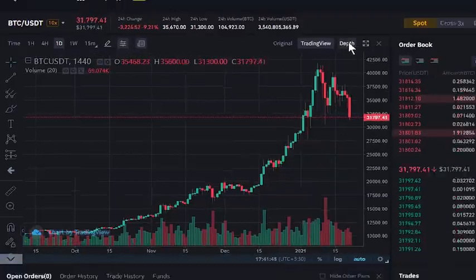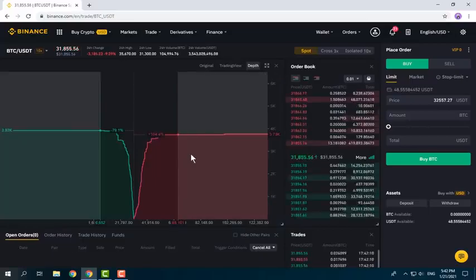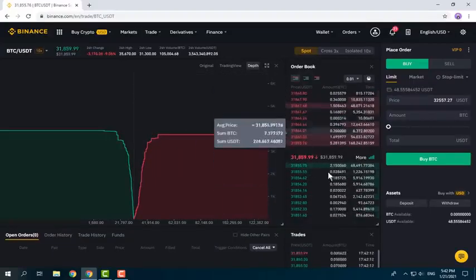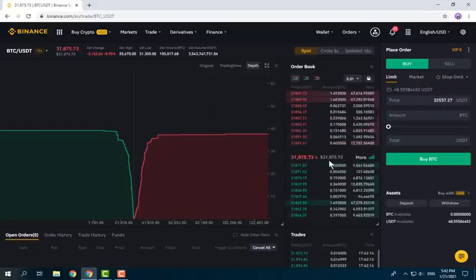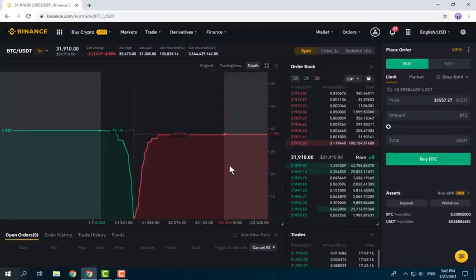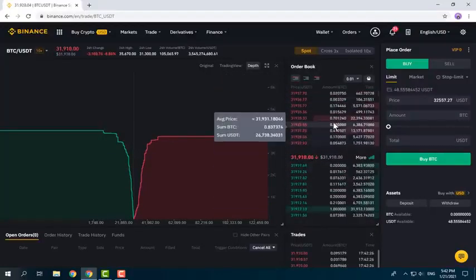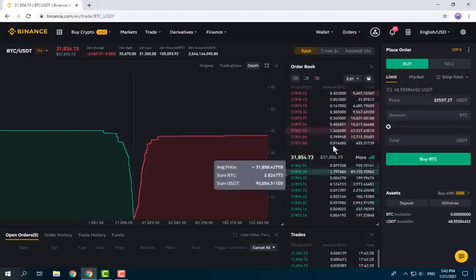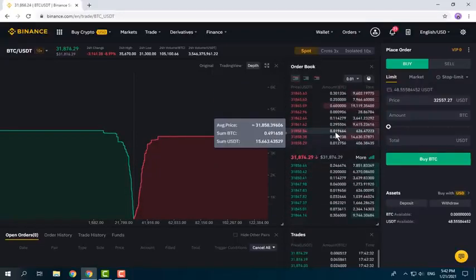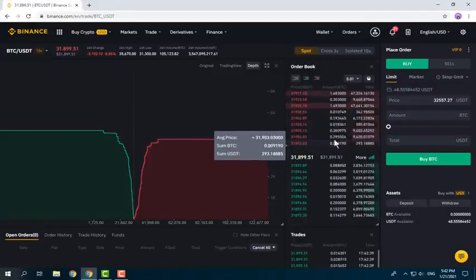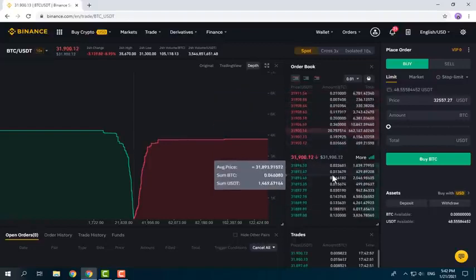And here's the depth graph, which is actually the graphical representation of the order book that you see here. You may ask, what is the order book? When you place an order to buy or sell, you will actually buy or sell from an order that is on the order book. And if the order doesn't exist in this order book, in other words, if no one is buying or selling at the price that you placed your order, then your order remains in this order book until someone buys or sells at your price.